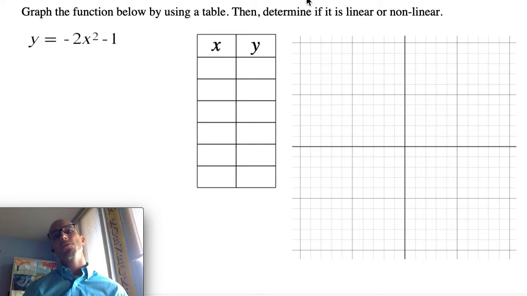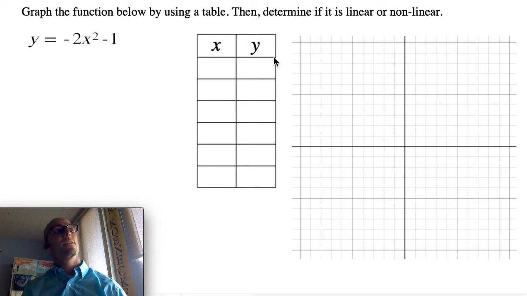Hey folks, this video is going to recap a recent topic, which is graphing a function by using a table and then talking about whether it's linear or nonlinear. Now, looking through some of your work there that you guys did, there are some common mistakes or errors that we often see, and I'm going to really try to highlight some of those in this video so that you can avoid those going forward, okay?